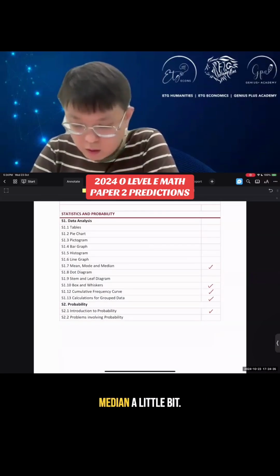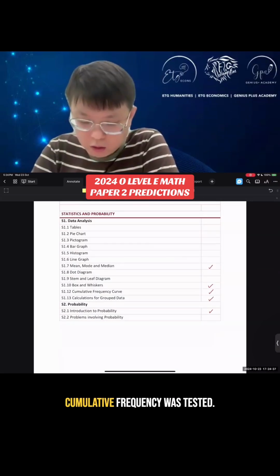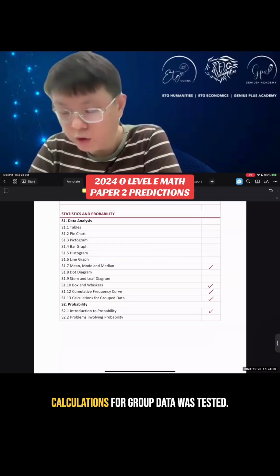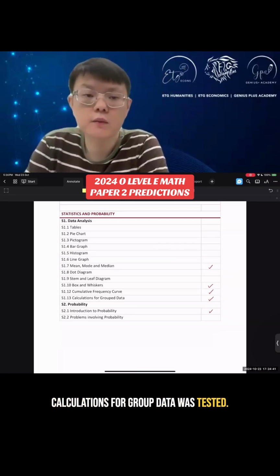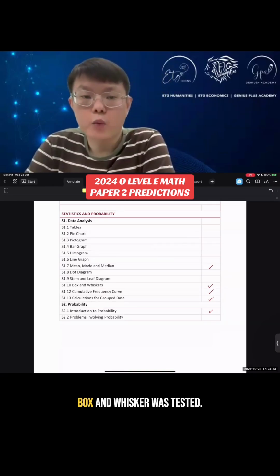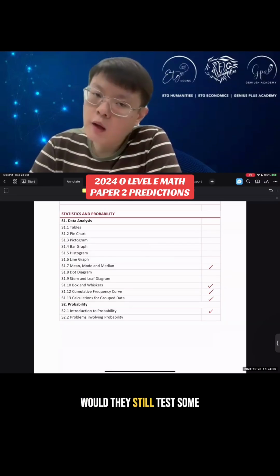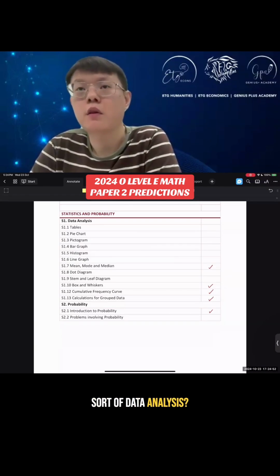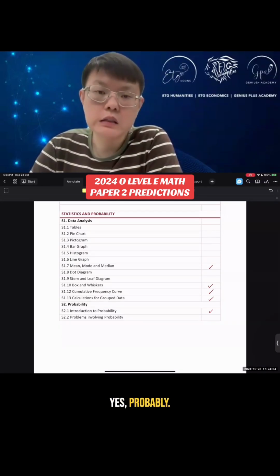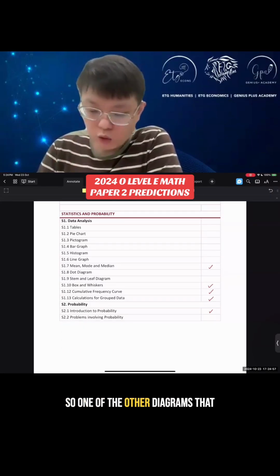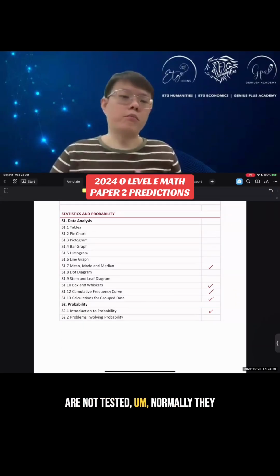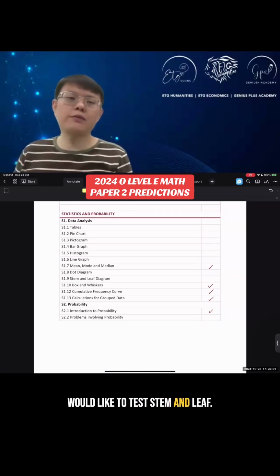They tested mean, mode, median a little bit. Cumulative frequency was tested. Calculations for grouped data was tested. Box and whisker was tested. Would they still test some sort of data analysis? Yes, probably. One of the other diagrams that are not tested, normally they would like to test them.